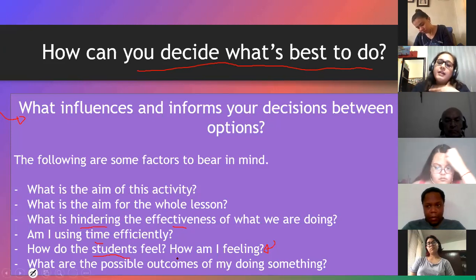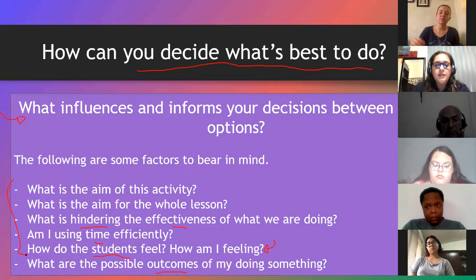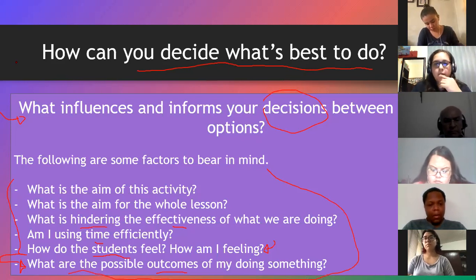Okay. And at the end, we also have to have in mind at all times what the possible outcomes are. What can happen if I do all of this? What is going to be the result? And again, we're all talking about the decisions that we make before, during, and after the actions that we decide to do. These are all of the things we have to have in mind. Okay? Questions with this?